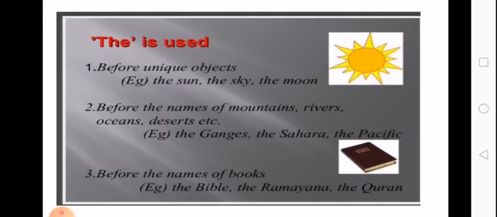The is used before the unique object. For example, the sun, the sky, the moon. These all things are only one, okay? Before the names of mountains, rivers, oceans, deserts, etc. The Ganges, the Sahara, the Pacific. Before the names of books, the Bible, the Ramayana, the Quran.